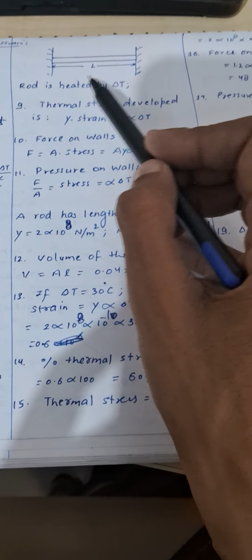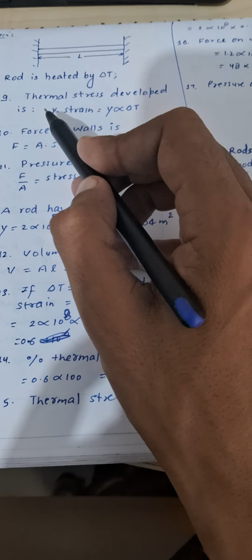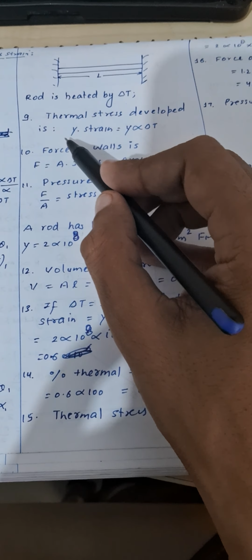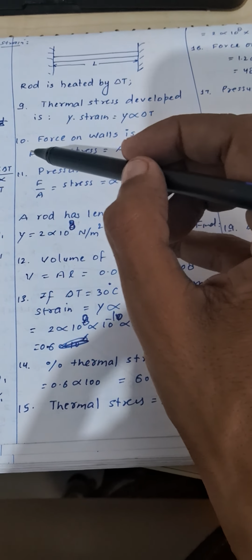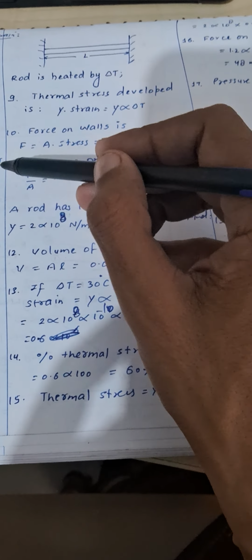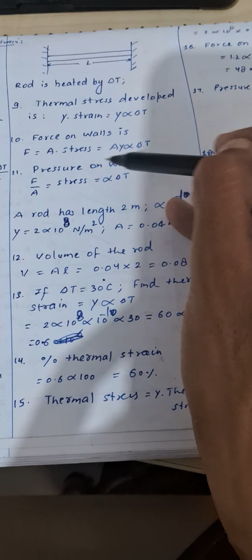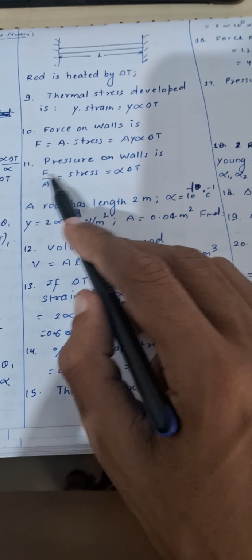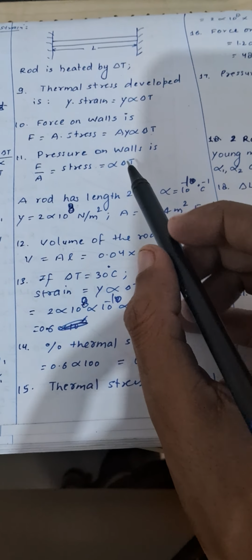Now we have a rod which is clamped between rigid walls and it is heated by delta T. The first question is the thermal stress developed in the rod. Thermal stress is Young's modulus times strain, so it will be Y alpha delta T. Then the next question is the force on the wall. We know that force is equal to area into stress, so the force will be Y alpha delta T into A. Next is the pressure on the wall. Obviously pressure is equal to the stress, Y alpha delta T.